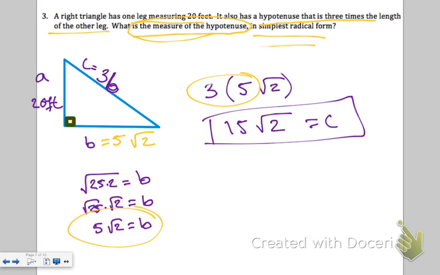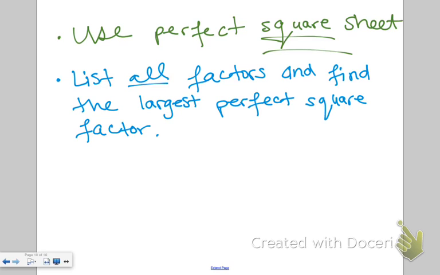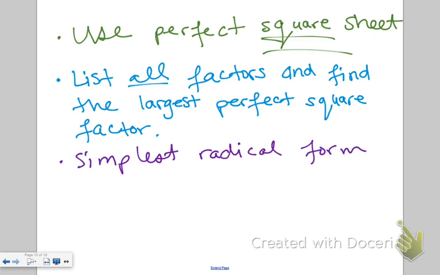Okay, so now it's your turn to try some of these word problems on your own. So a few things to be mindful of. Use your perfect square sheet. Use all the tools that are given to you to help you solve the problems. List all the factors and find the largest perfect square factor so you can make a table and factor them out and look at your values that way, comparing it to your perfect square sheet.